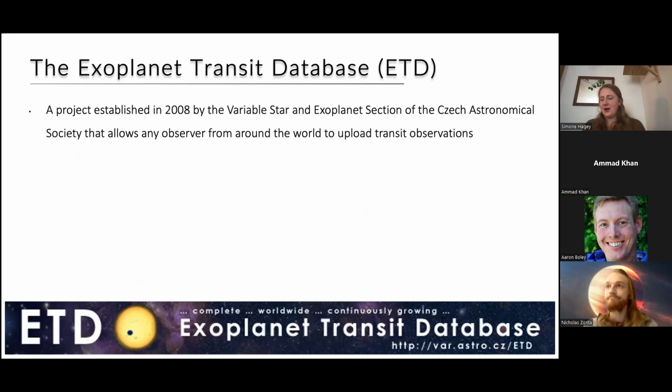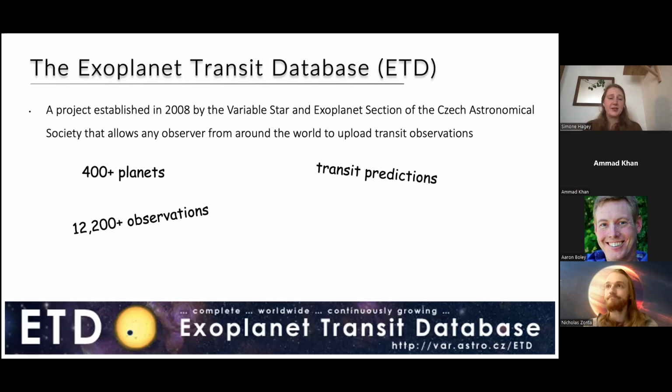It's a huge database, and it's still active and growing to this day. So there are over 400 planets. I just checked yesterday, over 12,200 observations submitted. There's a transit prediction tool that's super handy. So even if you're not planning to submit to the database, using their transit prediction tool can be very useful. And they have a light curve fitting tool integrated into their submission process.